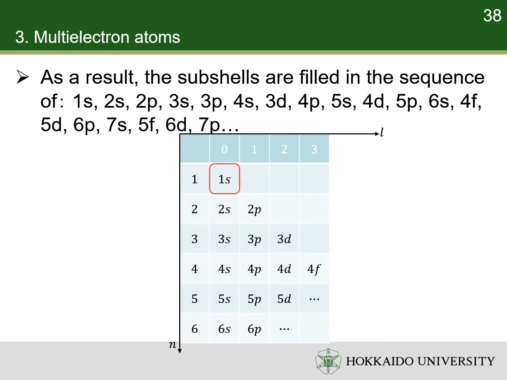For example, the 1s subshell is occupied first. Then the 2s subshell. 2p and 3s subshells have the same n plus l. But the 2p subshell has a smaller principal quantum number, so it is occupied first.